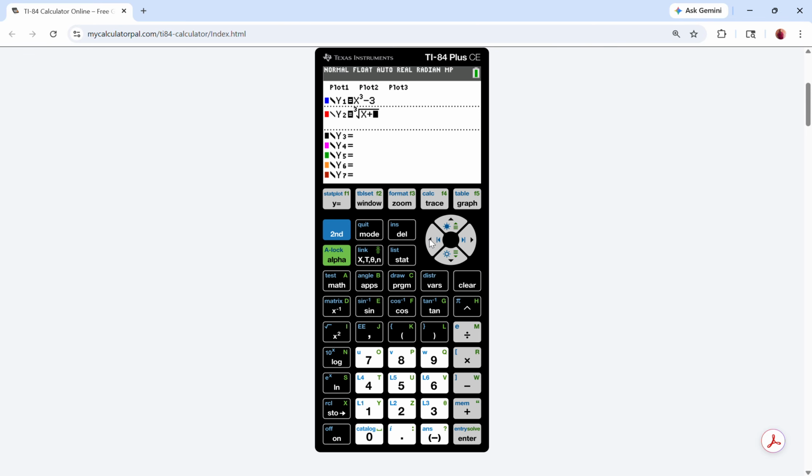All right, now if you look over here to the left of y2, you see it's red, and if you look to the left of y1, you see it's blue. So if I click graph, it's going to show you my original function, x to the third minus 3, and then this is going to show you my suspected inverse, which is the cube root of x plus 3.